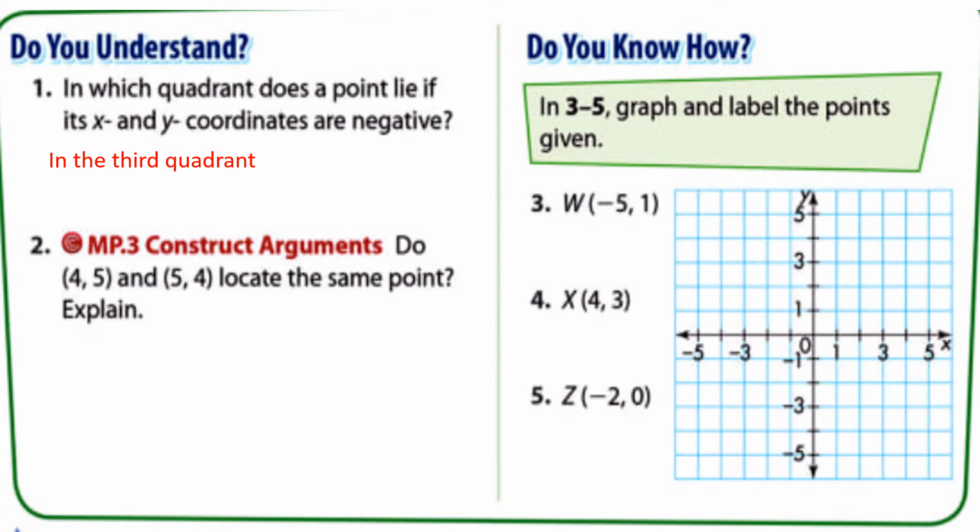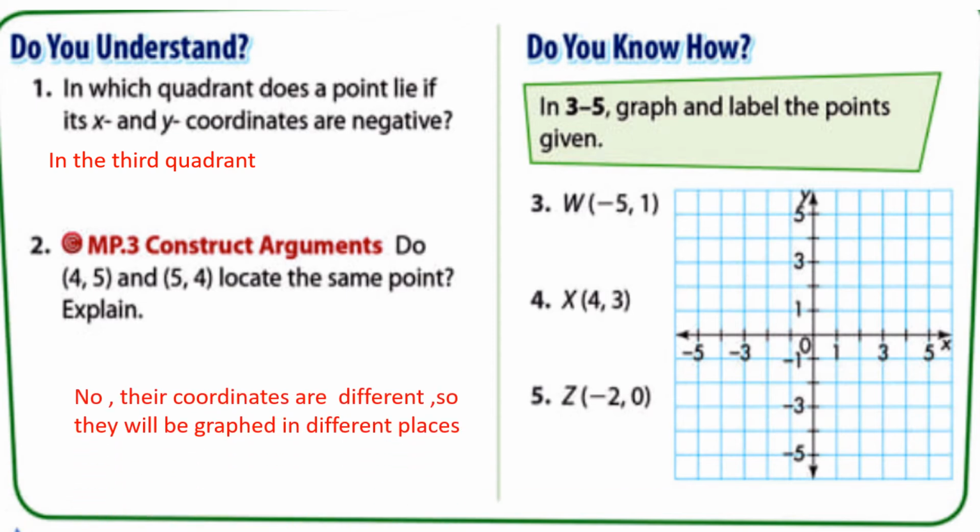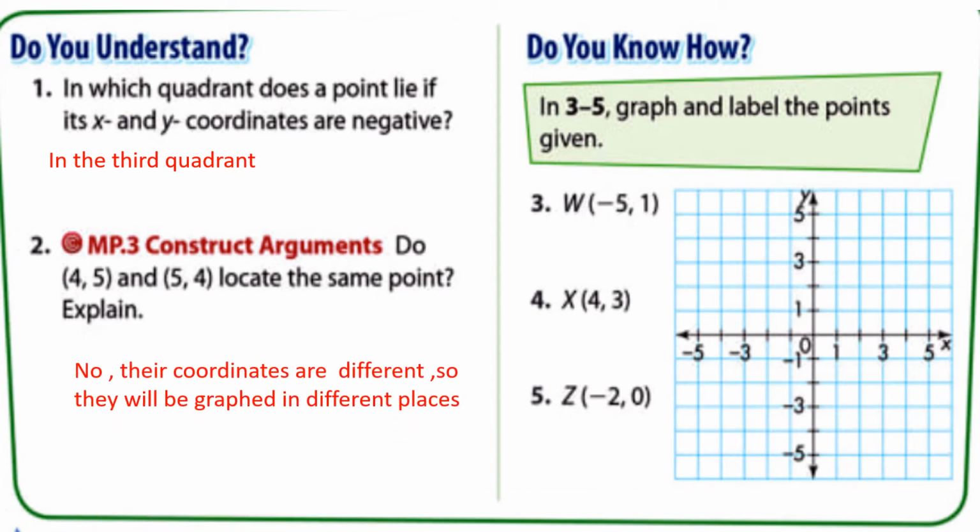Question 2: does (4, 5) and (5, 4) locate the same point? Explain. Of course, guys, no. Why? Because their coordinates are different. The x coordinate in the first point is 4, but the x coordinate in the second point is 5. The y coordinate in the first point is 5, and the y coordinate in the second point is 4. So their coordinates are different, so of course they will be graphed in different places. So of course they don't have the same location.